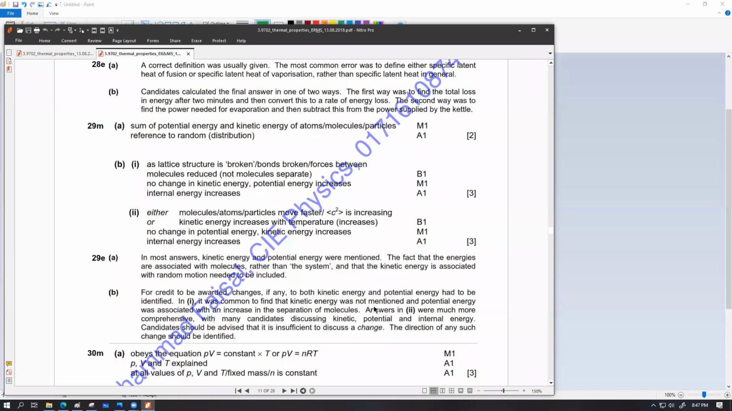What I was referring to was the reduction in the intermolecular force and the increase in intermolecular separation. I was talking about these two factors. Yeah, you have to mention both of these factors, and both of these factors will be responsible for an increase of potential energy, but not for kinetic energy.